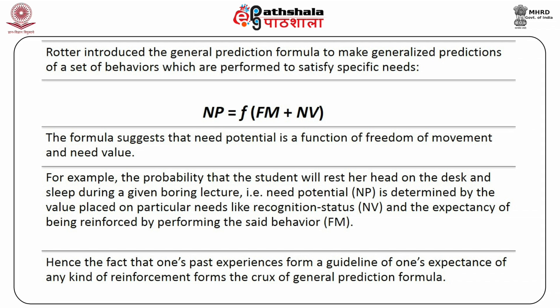For example, the probability that the student will rest her head on the desk and sleep during a given boring lecture, that is, need potential, is determined by the value placed on a particular need like recognition or status, that is, NV, and the expectancy of being reinforced by performing the said behavior, that is, FM. Hence, the fact that one's past experiences form a guideline of one's expectancy of any kind of reinforcement forms the crux of the general prediction formula.